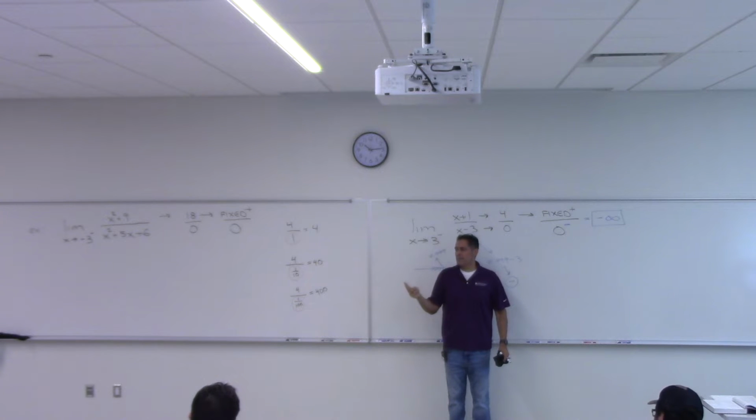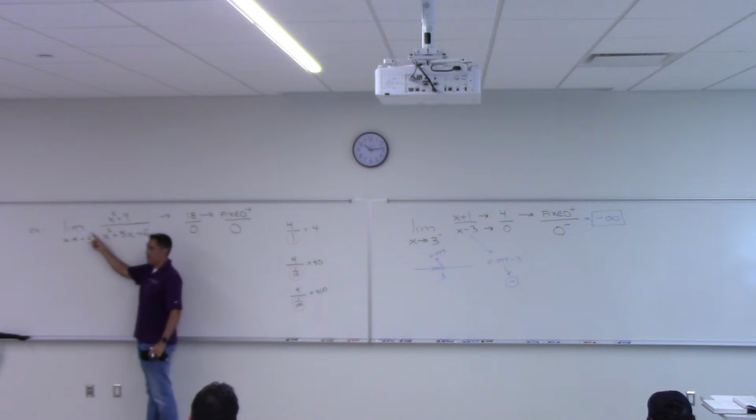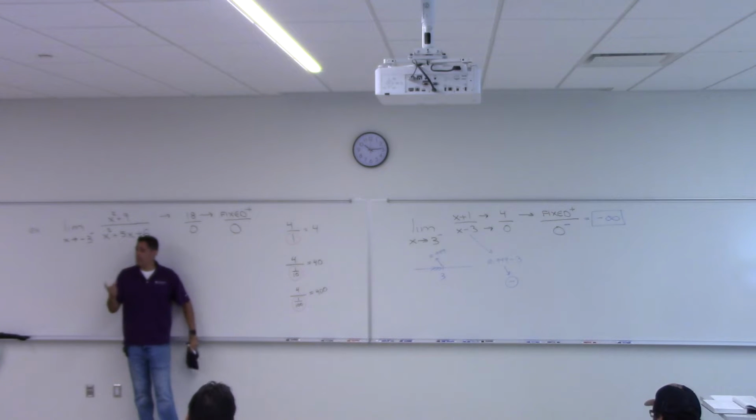Or maybe it doesn't exist. The only time it would maybe not exist is if we didn't have this here. Then we'd have to check both sides. But if it's a one-sided limit, then our answer is either going to be positive infinity or negative infinity. Right? I know that right now. It's one or the other.